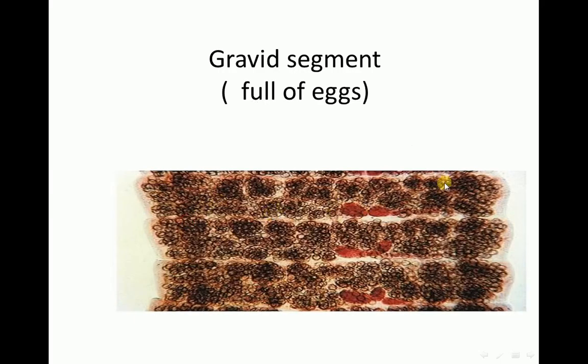Gravid segment: each one of these segments is a gravid segment, full of fully embryonated eggs, which means containing hexacanth embryo or oncosphere.